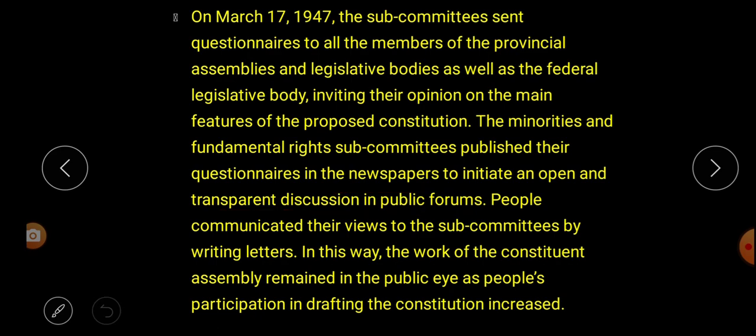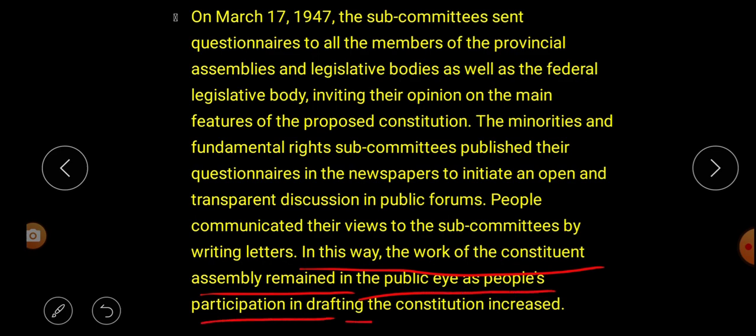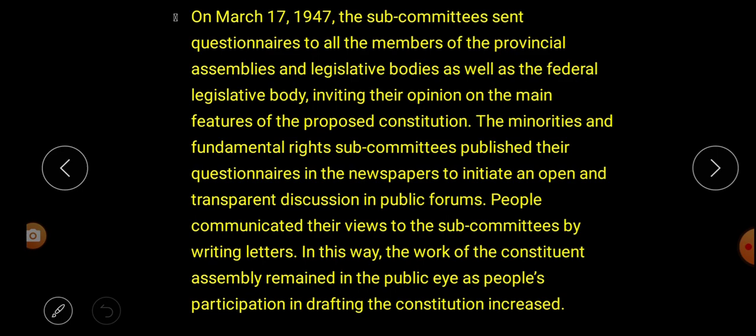Next, people communicated their views to the subcommittee by writing letters. When the questionnaires were published in the newspaper, people read them and gave their opinion through a letter to the subcommittee. In this way, the work of the Constituent Assembly remained in the public eye as people's participation in drafting the constitution increased.